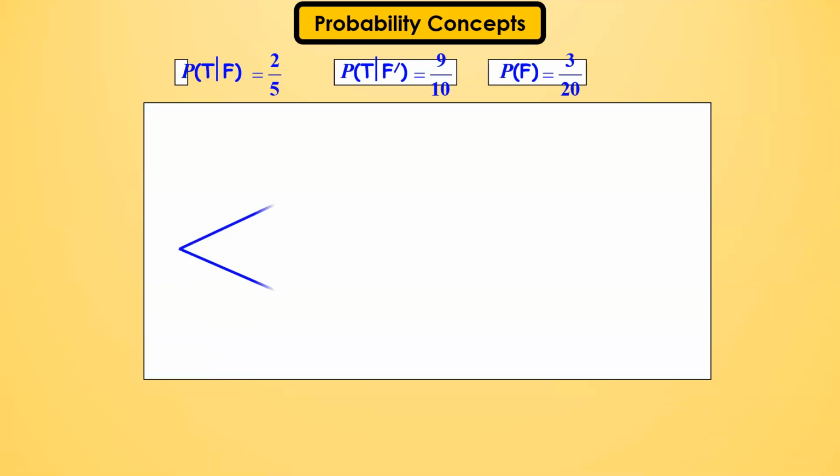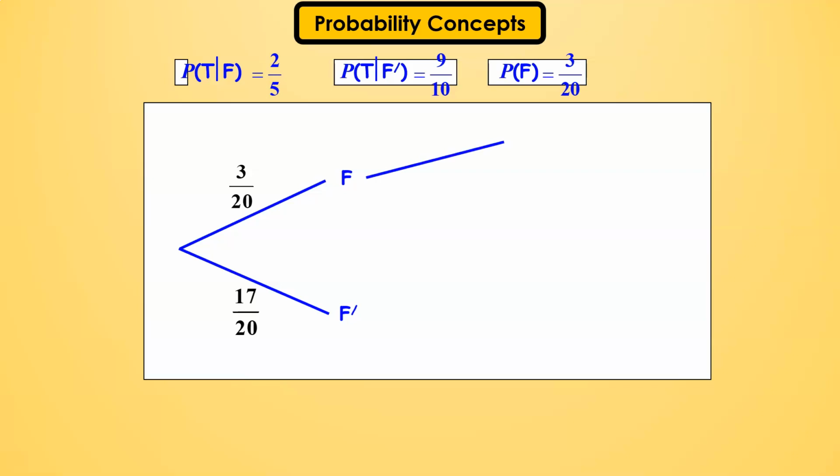So first of all, we've got 2 outcomes. That's whether there's fog, which is 3 out of 20. No fog, because they have to add up to 1, should be 17 out of 20.